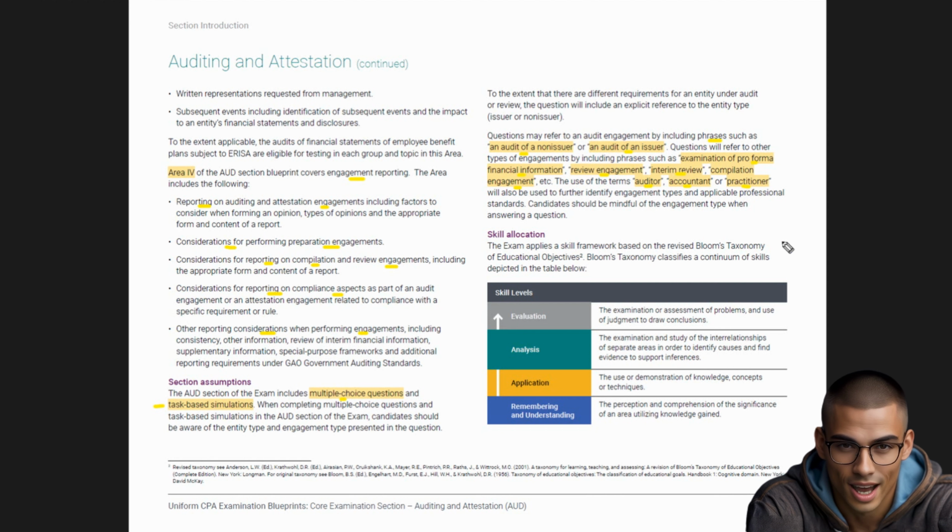Each section of the CPA exam is based on a skill framework known as Bloom's taxonomy, and this relates to the various skill levels that you'll need to have in order to respond to these questions. They vary from remembering and understanding, to the application of various knowledge and concepts, to the analysis of that information and the evaluation of that information. So various questions are going to require various levels of skills, going from remembering and understanding all the way up to evaluation.